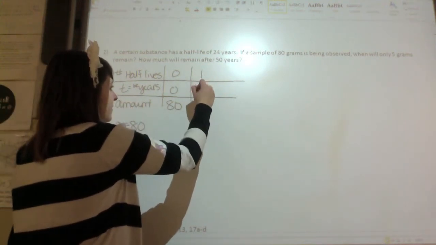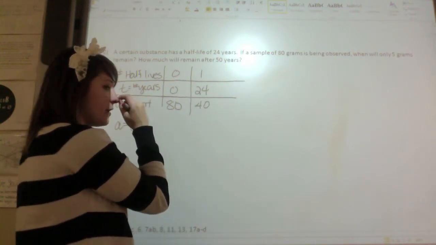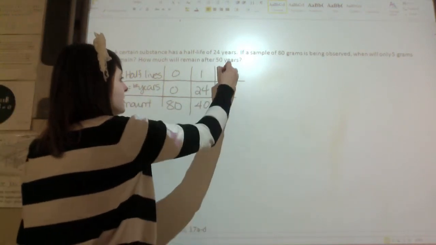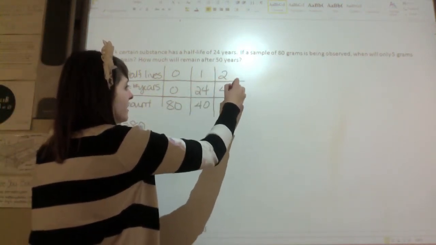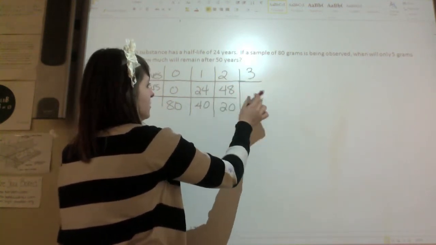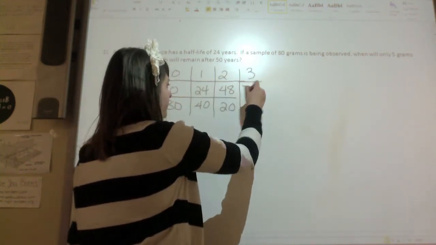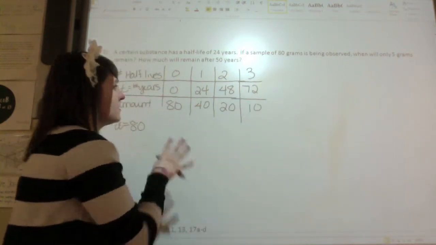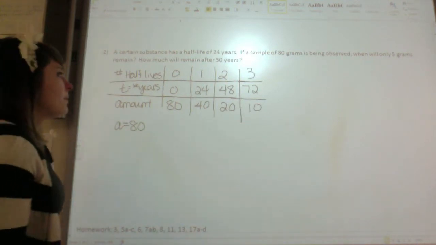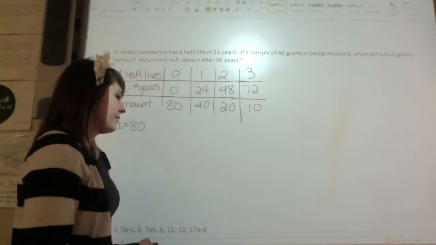Okay, after one half-life, that's 24 years, and I'll have 40 of my sample remaining because I know that after every half-life, my sample cuts in half. So then after 2 half-lives, that'll be 48 years, and then I'll only have 20 left. After 3 half-lives, 48 plus 24 gives me 72 years, and then I'll only have 10 left. So this is what's going on with my sample here. Now I can use these data points to do the same thing I did on the previous problem and solve for my a and my b.